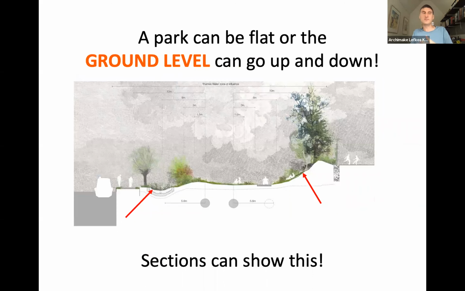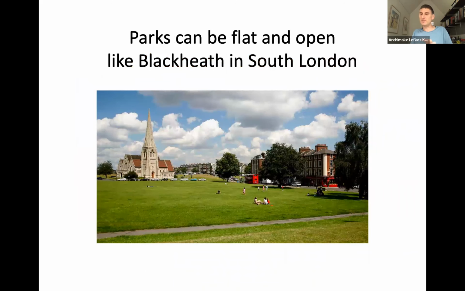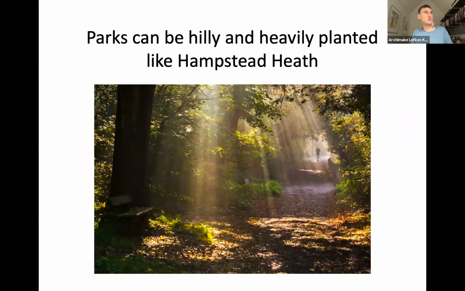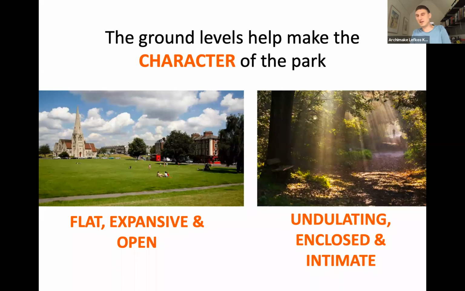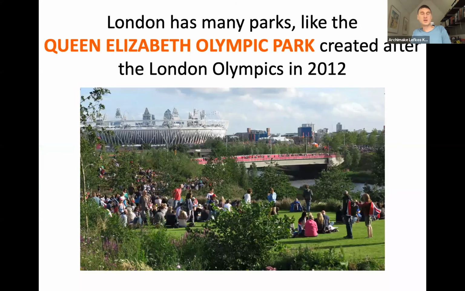We then ran through the qualities of sectional drawing: how they can show flat or undulating landscapes going up and down, so they show the ground level. They can show tall trees and deep lakes. We explained how different types of section can create different characters: flat and open landscapes, or hilly planted landscapes, landscapes that are very enclosed and intimate, or landscapes that are very expansive and open. And sections can show people in elevation, enjoying being active in the park. And this is where I got to with the rest of the group.